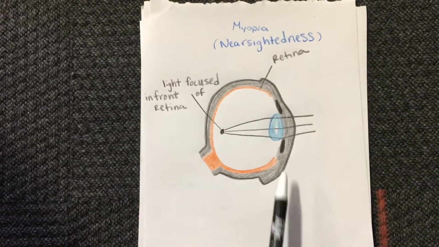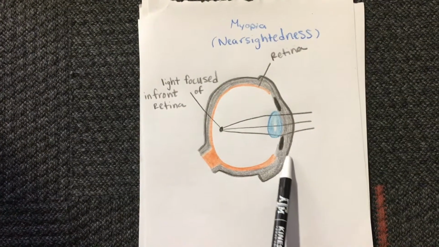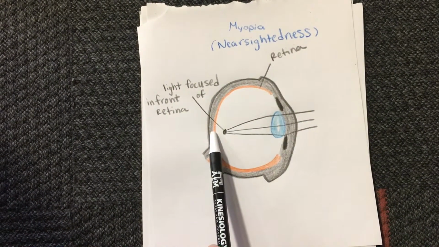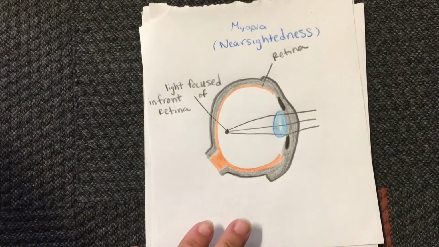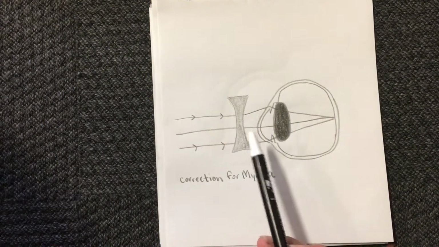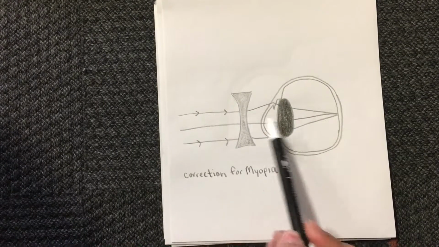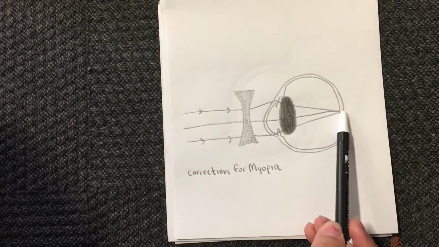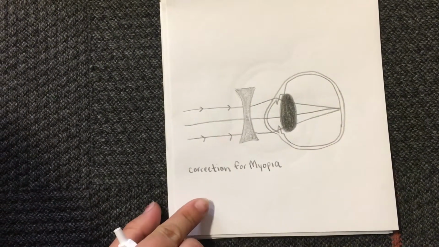Nearsightedness happens when the eye is too long, so the light is focused before it can reach the retina. In order to correct this, a concave lens is used to make sure it gets focused as it hits the retina.